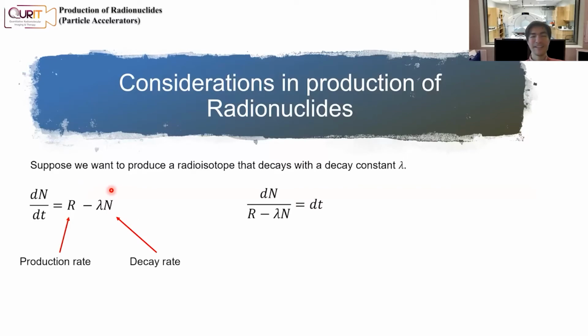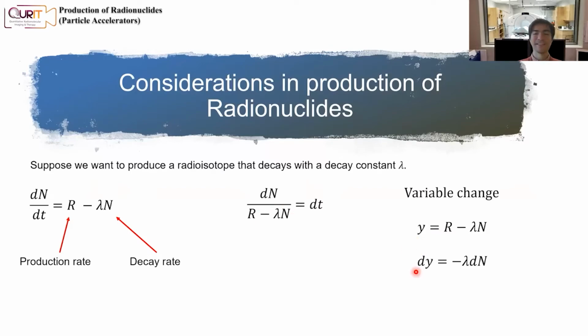So we can reorganize this equation. If I bring this to the left side, we can multiply by T on the right. Now, looking at this equation, I'm suggesting, let's change variables. Let's call y equals r minus lambda n. That's what we have down here.